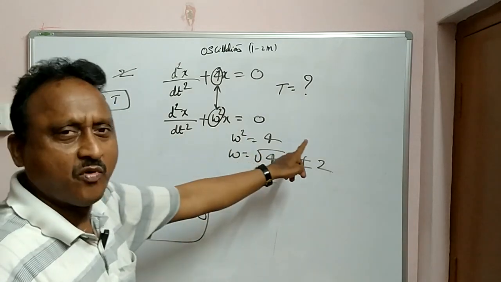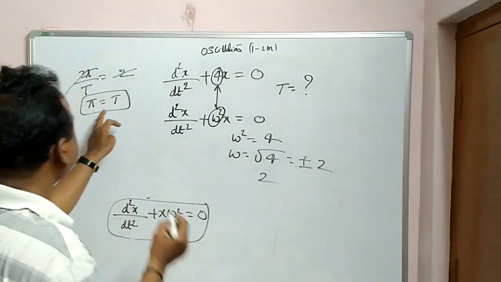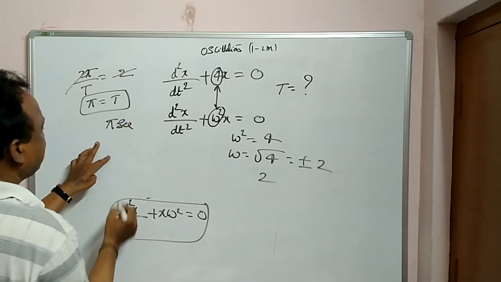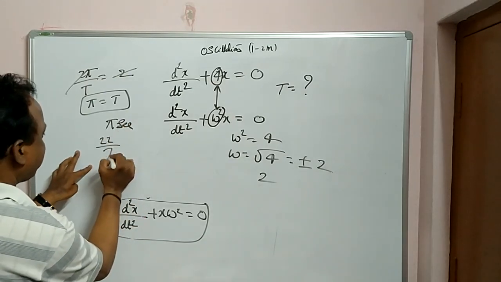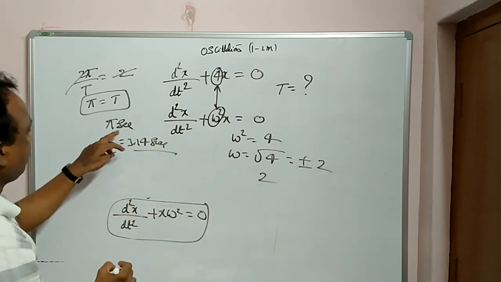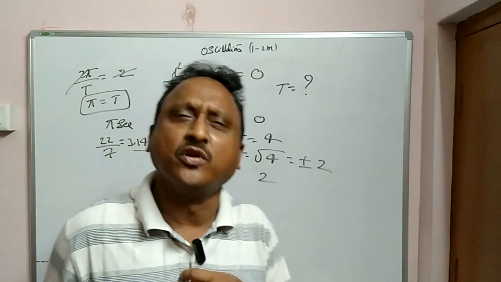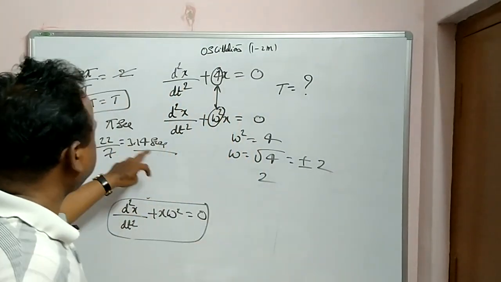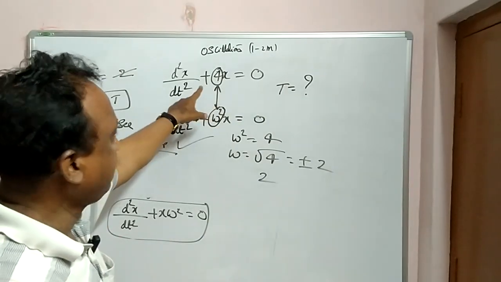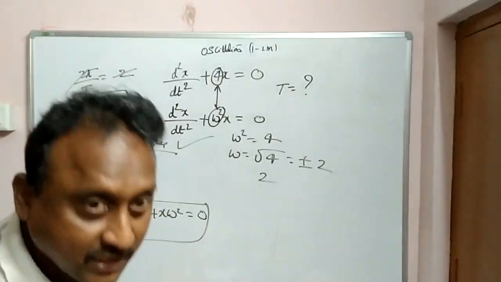So what is the time period of the body in this case? Pi seconds. లేదా 22 by 7, that is 3.14 seconds. పై అని రాయొచ్చు. పై వాల్యూ ఎంత అండి? 22 by 7 లేదా 3.14 seconds. So this is how we will be solving the problems in the case of differential equations. Clear?